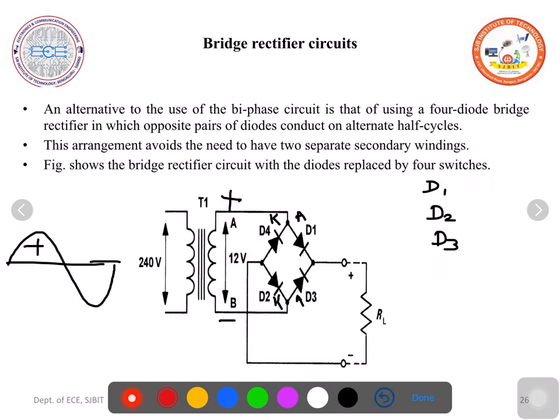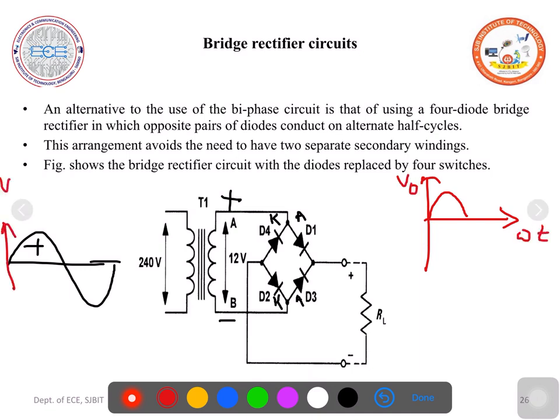If the current flows through the RL, definitely the voltage drop appears across the RL. So here you will get, let us say this is output voltage. This is input voltage. So this is about the forward pass.